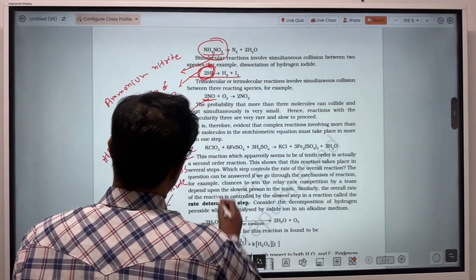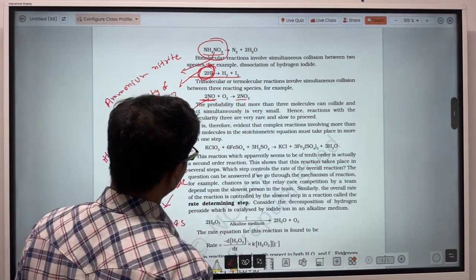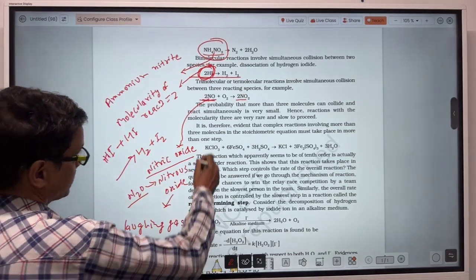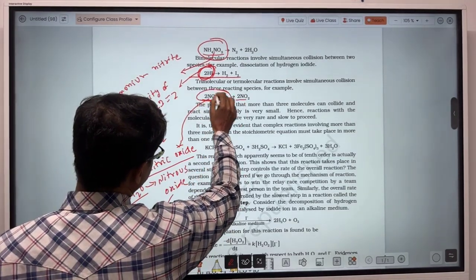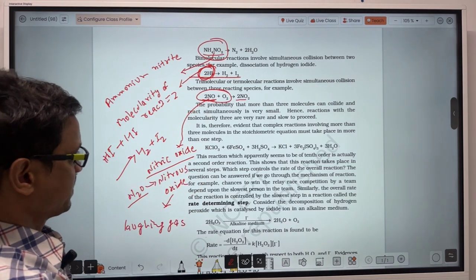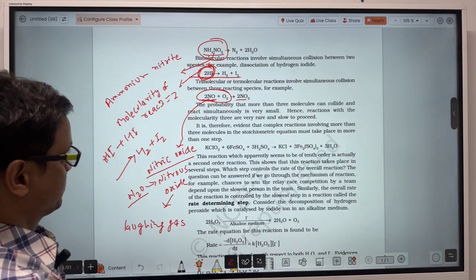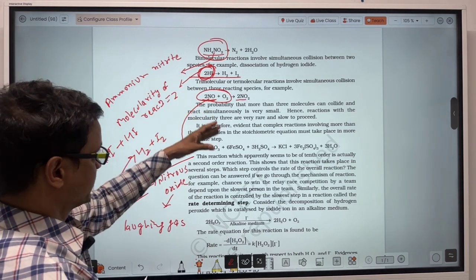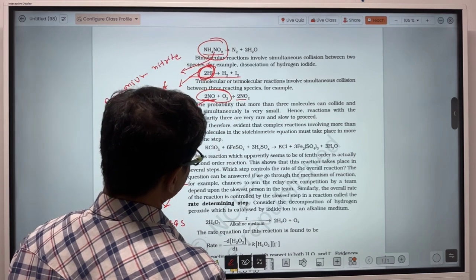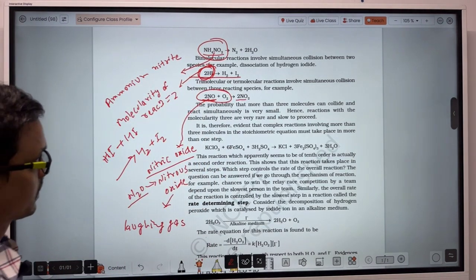So what happened here? The nitric oxide reacts with oxygen, and there is formation of nitrogen dioxide. In this elementary reaction, there is involvement of 3 reacting species. That's why the molecularity of reaction will be 3 and it will be called a tri-molecular reaction.